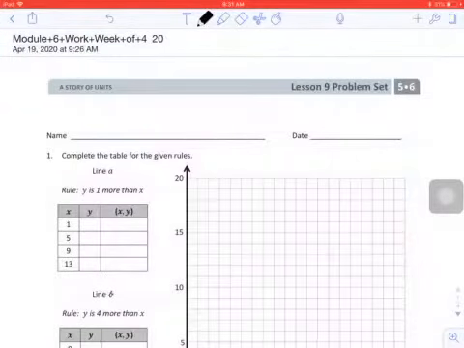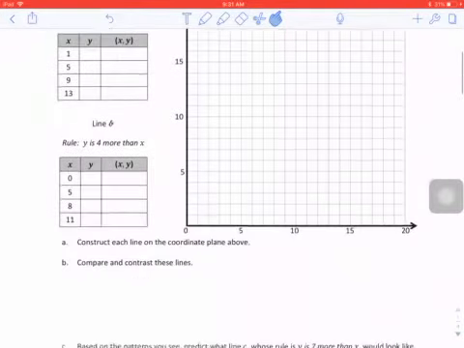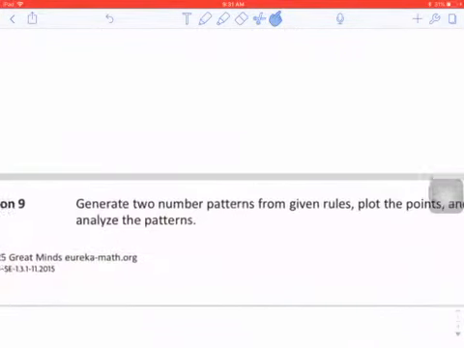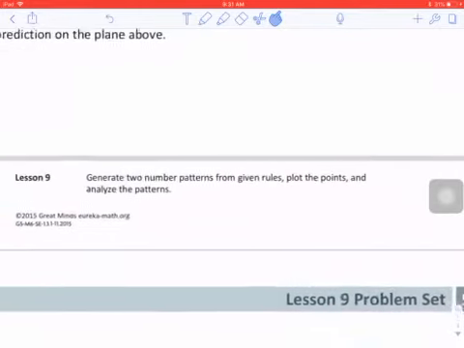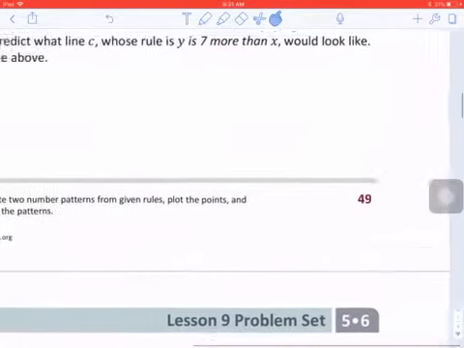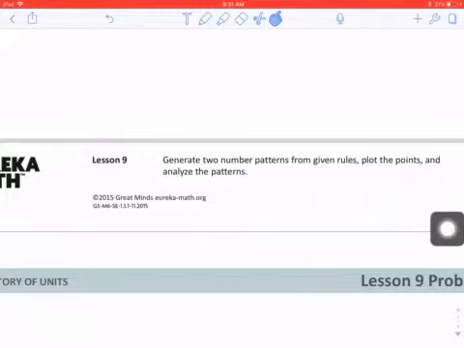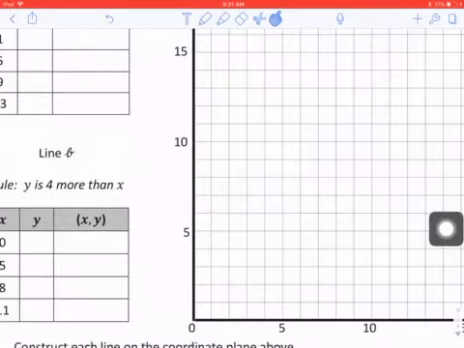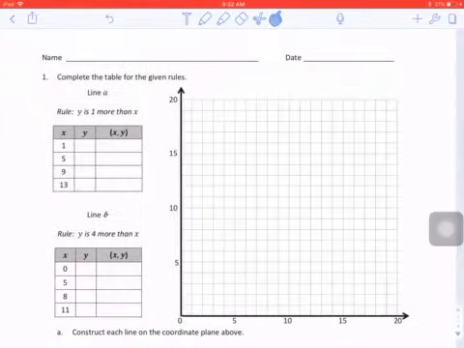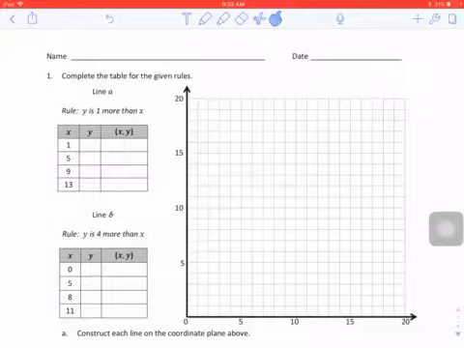Alright, so now that we have that downloaded into Notability, we can go ahead and get started. Our goal for this lesson, and you can always see our goals for the lesson at the bottom of the page, making sure that we're definitely on lesson 9. Our goal is to generate 2 number patterns from given rules, plot the points, and analyze the patterns. So we're really focusing in on the patterns for this lesson. So let's go ahead and get started.